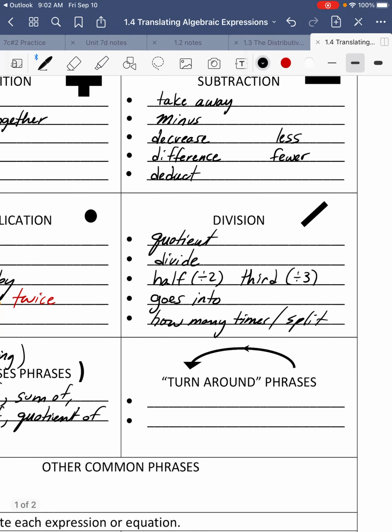Turnaround phrases. These are phrases where what comes after the words is actually first. So something like less than. A common one would be 4 less than 10. That would be 10 minus 4. The 4 is written first, but we use it after. Another one would be from. 4 is subtracted from 10, so it still is 10 minus 4.